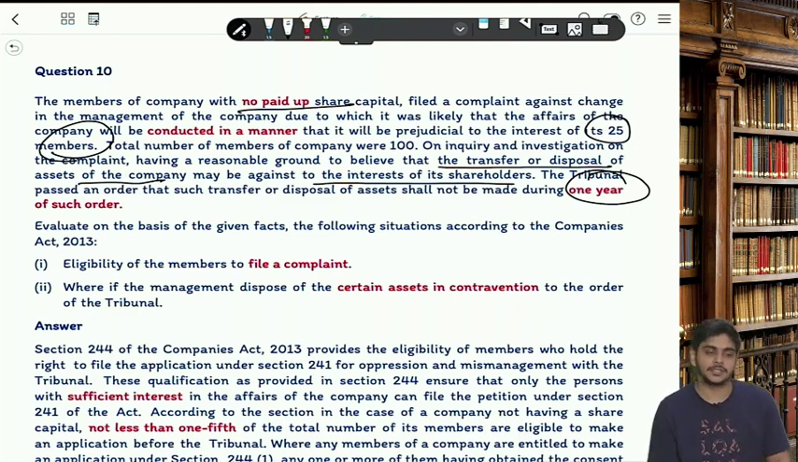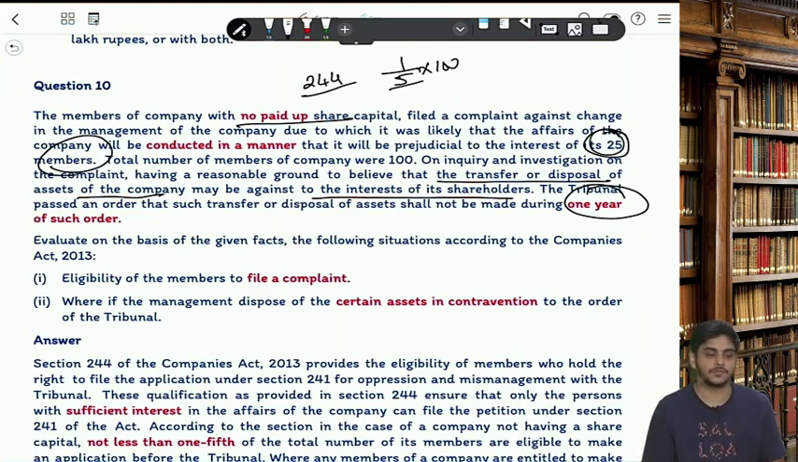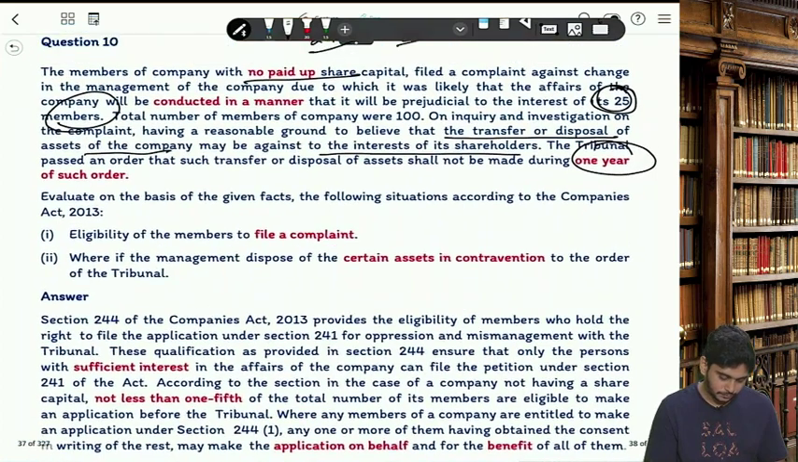So now here guys, there are two sections which are attracted. One is 244 that talks about eligibility. So in case of a guarantee company, we say 1/5 of the total number of members. 1/5 of total number of members will come to 20, but here 25 members can make an application. Okay, the application will be valid. That's one part.